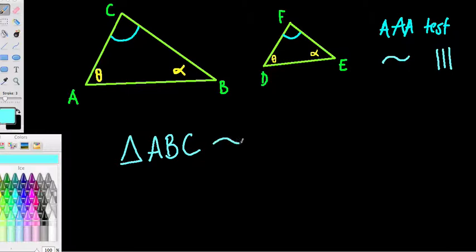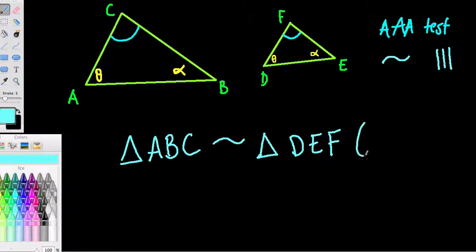I'm going to use this one. Now, I must write these in matching order, so A, B, C. If your triangle is sitting the same way, the same orientation, this makes it a lot easier. As we can see, A corresponds to D, B corresponds to E, and C corresponds to F. So therefore we have D, E, F.